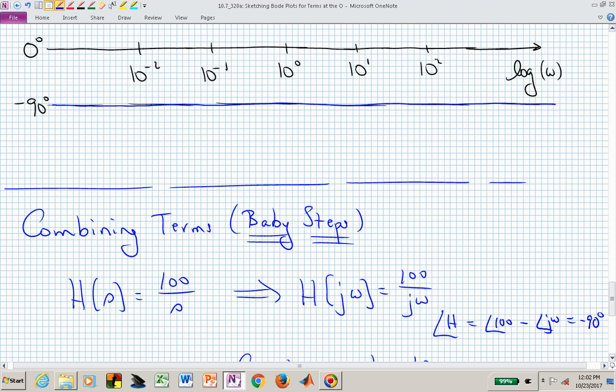In combining these two terms, we combine an angle of 0 and an angle of minus 90, and so that adds up to minus 90 for all frequency. So we're done with our phase plot. That's just what we have illustrated at the top of this screen, even for a gain, a positive gain, and a pole at the origin.